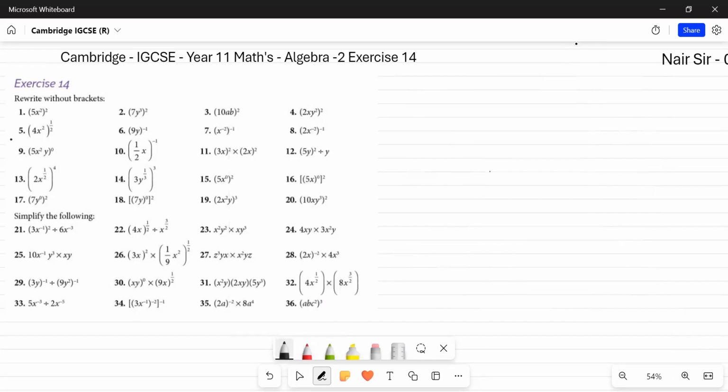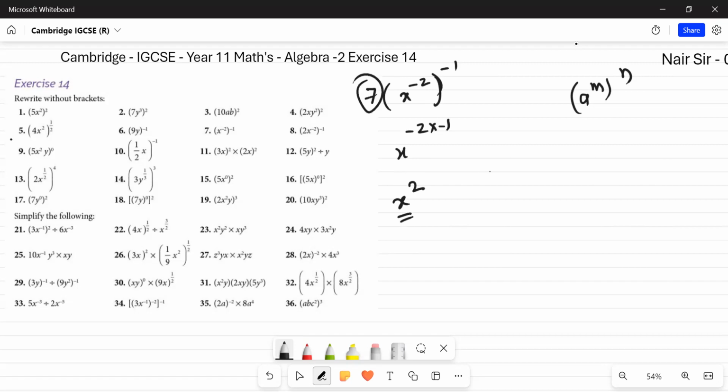Now, let us do 7. x raised to minus 2, the whole raised to minus 1. Which formula am I applying? I'm applying the formula a raised to m, the whole raised to n. So this will become x raised to minus 2 into minus 1. And what will that become? 2 ones are 2. Answer is x squared. This is the 7th one. Let's take the 8th one.